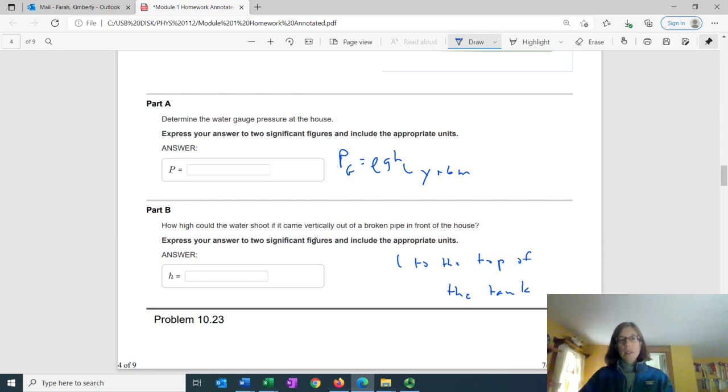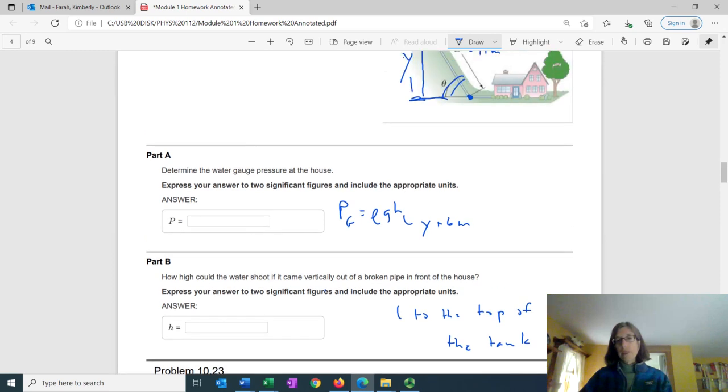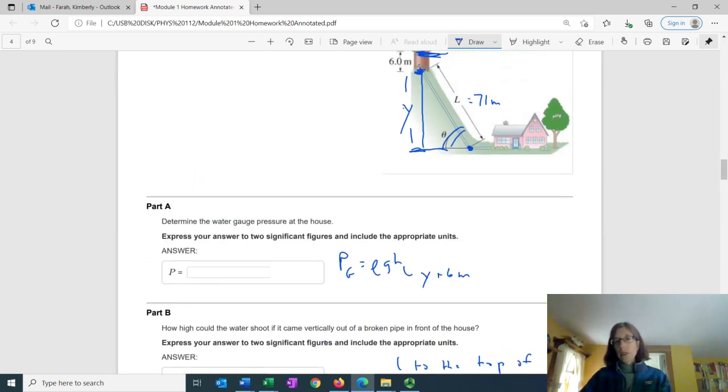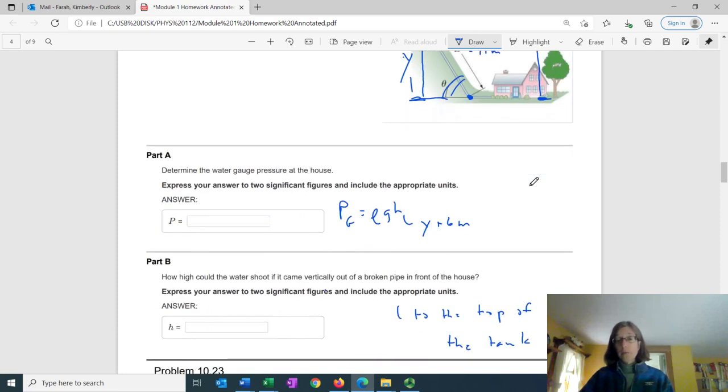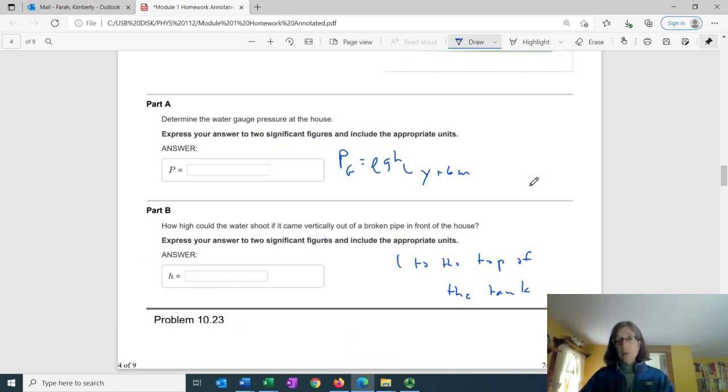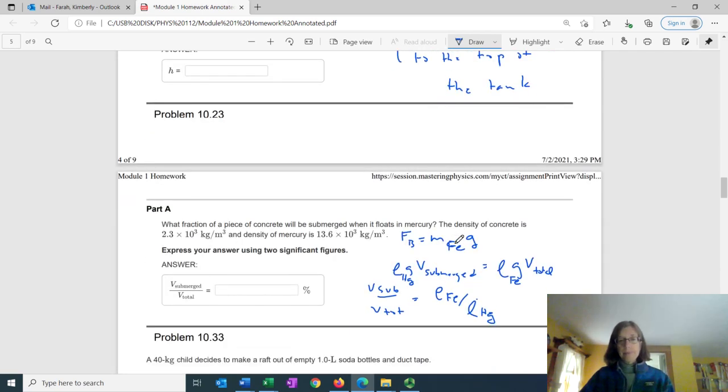And then the next question is, how high could the water shoot if it came vertically out of a broken pipe at the front of the house? So here, you just have to think about how high up could the water shoot and think about what it's doing at the top and whether or not it's moving. And you should be able to make a determination on that.